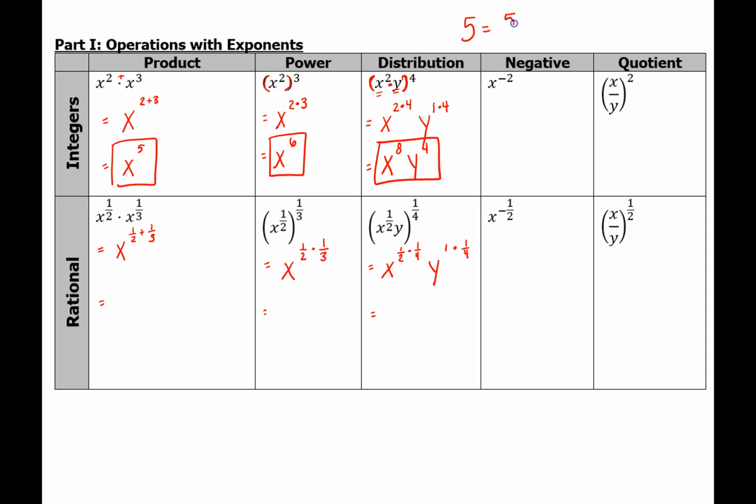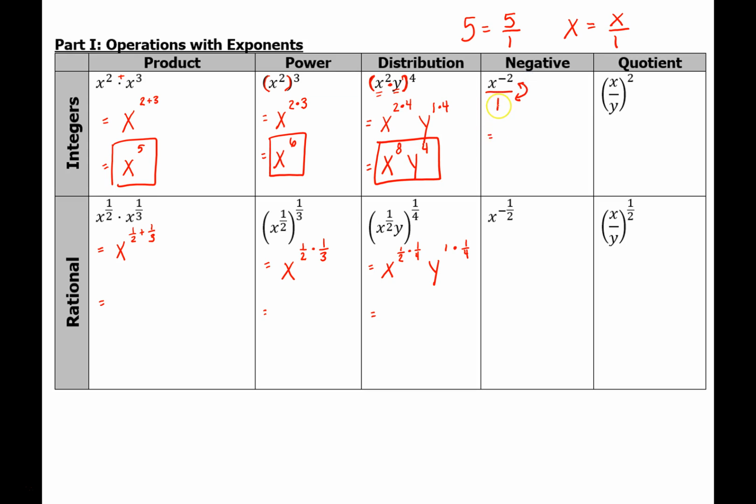5 is the same thing as 5 over 1, right? We can write it like that. So that means x is the same thing as x over 1. We can write it as a fraction. So if I put this x to the negative 2 power over 1, so that I have a fraction now, the negative exponent rule says that I'm going to flip this. These two pieces are going to go to opposite sides of the fraction bar.